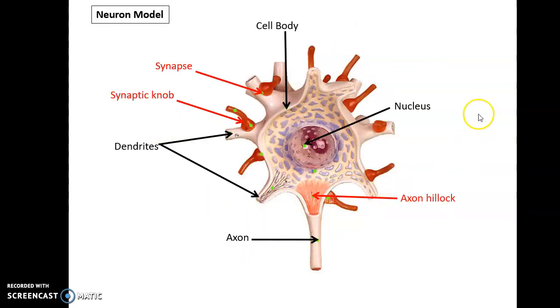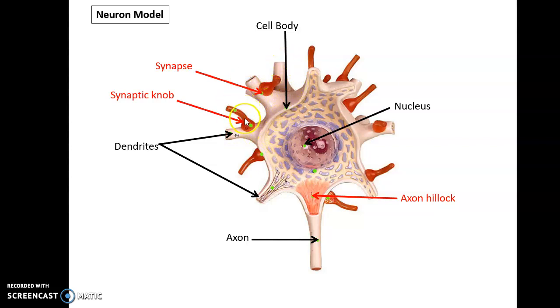Here is our neuron model. So here is the cell body. There's the nucleus of the cell body where it starts to form the axon. That little cone area is called the axon hillock, then leads to the axon. These little beige stumps, these are the dendrites. So the beige stumps are the dendrites.